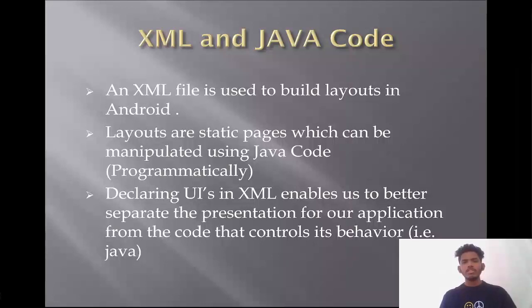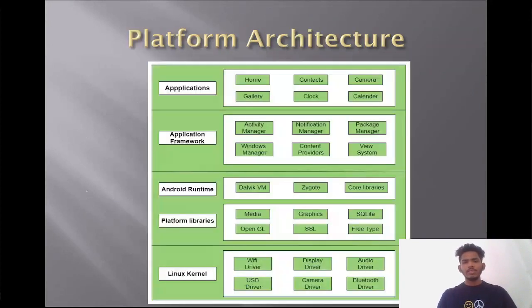The thing we see on the screen, for example, if you open WhatsApp, the front end is built using the XML language. So layouts are basically a static page which can be manipulated using Java code. Java is used to write the logic, meaning if we click on some button, what action must happen is built using the Java code. Declaring UIs in XML enables us to picture the formation of the app and its behavior better.